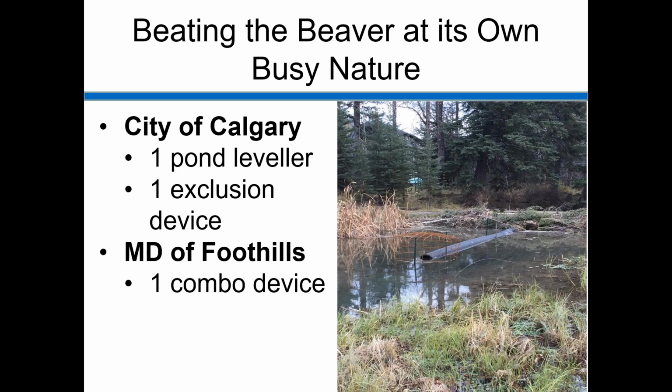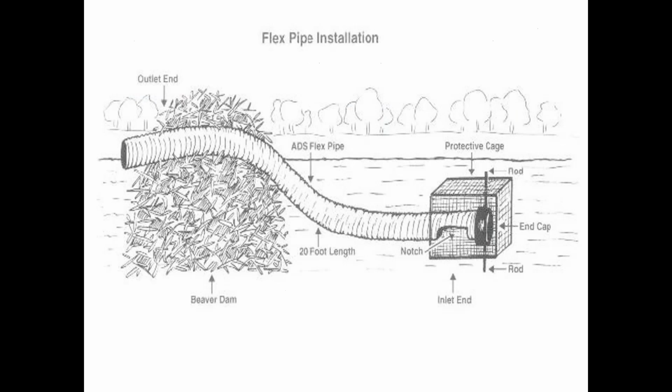So in the City of Calgary, in Griffith Woods, a park area in Calgary, they have installed a pond leveler and exclusion device that we were part of. The pond leveler is pretty simple. It creates an opportunity for a pipe to go over and through the dam that allows water to continue to flow. Whatever height that pipe is set at is the height that the water will long-term stabilize at. You protect the upstream end with a wire cage, essentially, to prevent the beavers from getting at it and trying to plug it, and that allows the water to continue to flow.